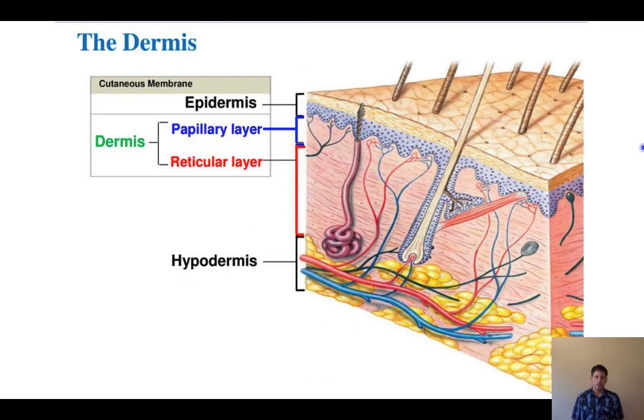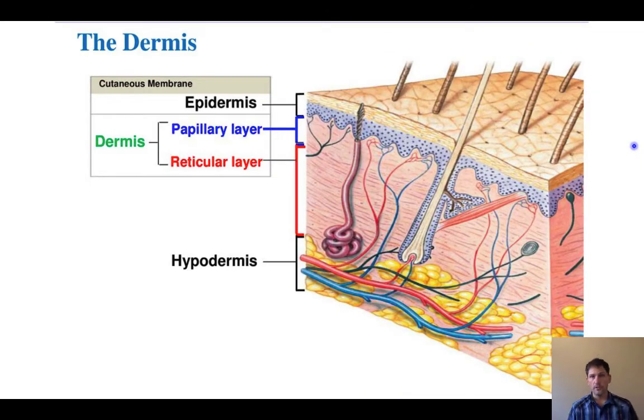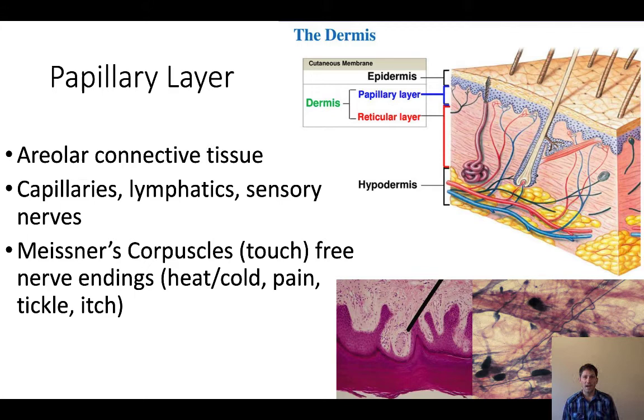If we look a little bit more closely, we can see that the dermis is composed of 2 layers, our papillary layer and our reticular layer. We're going to talk about the difference between those. And then down here is that hypodermis. So the papillary layer is made of areolar connective tissue.